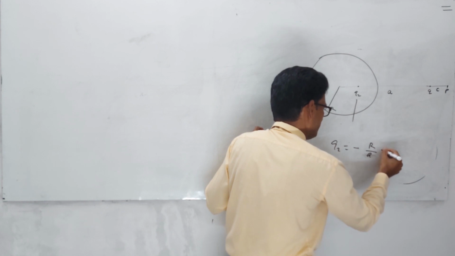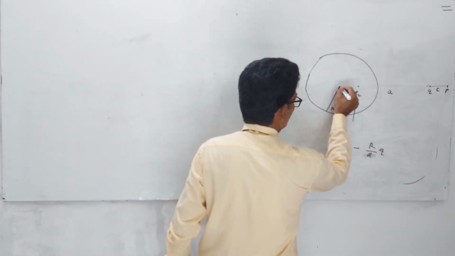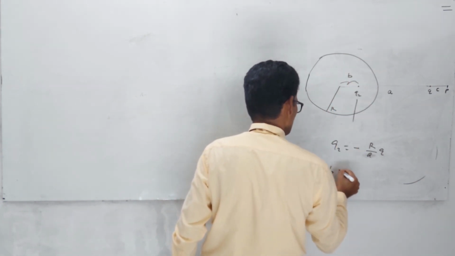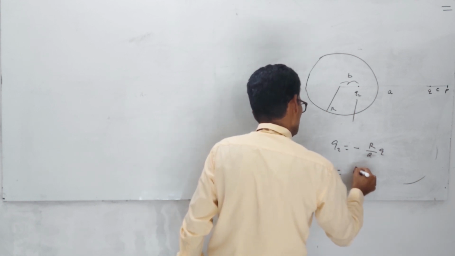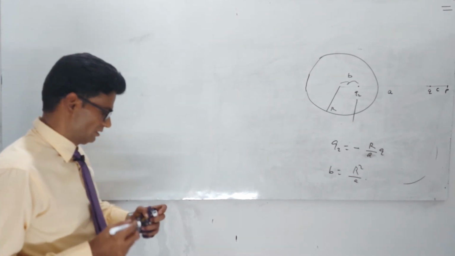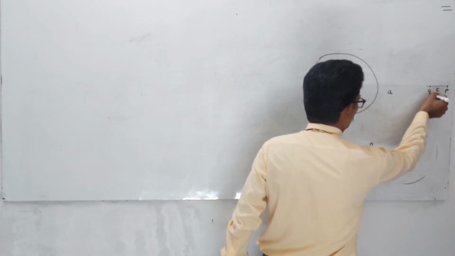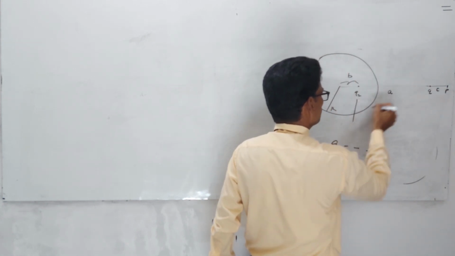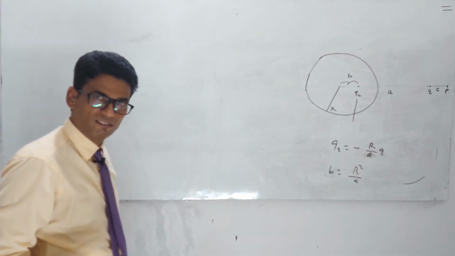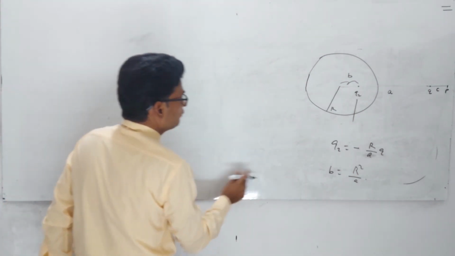S is A, so Q2 is minus R over A times Q. And here B, this is the center, so what is B? B is equal to R square over A. Now everything is quite easy to find Vp. This is due to this Q and this Q2. Do not think about how much charge is induced on the surface. Very simple. Once you know this, keep it in mind.